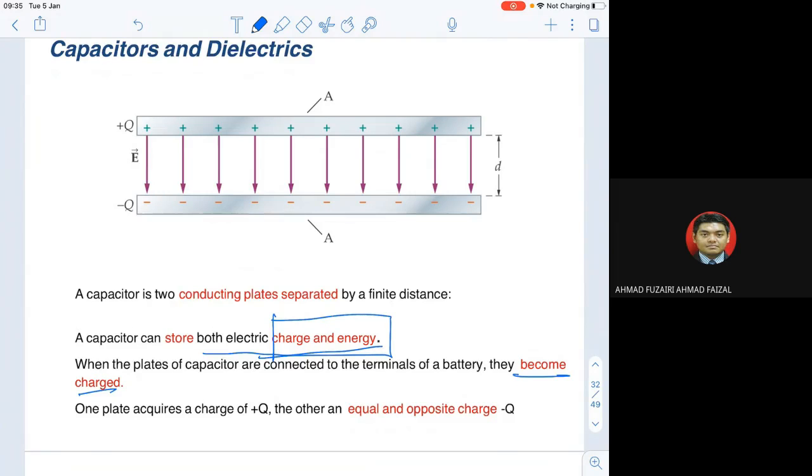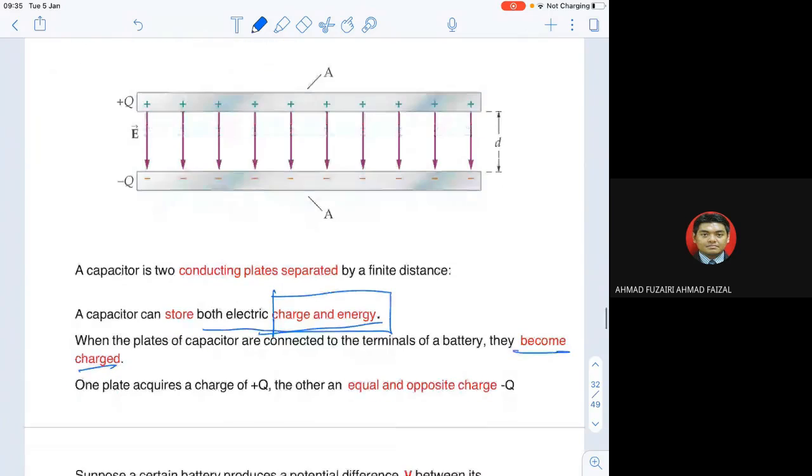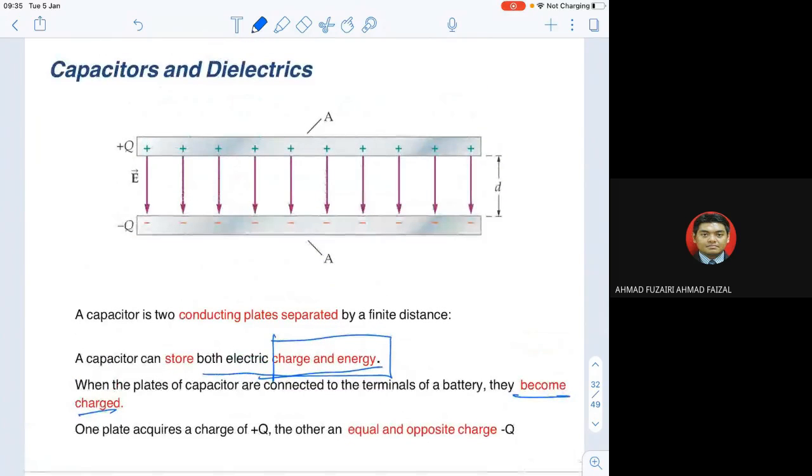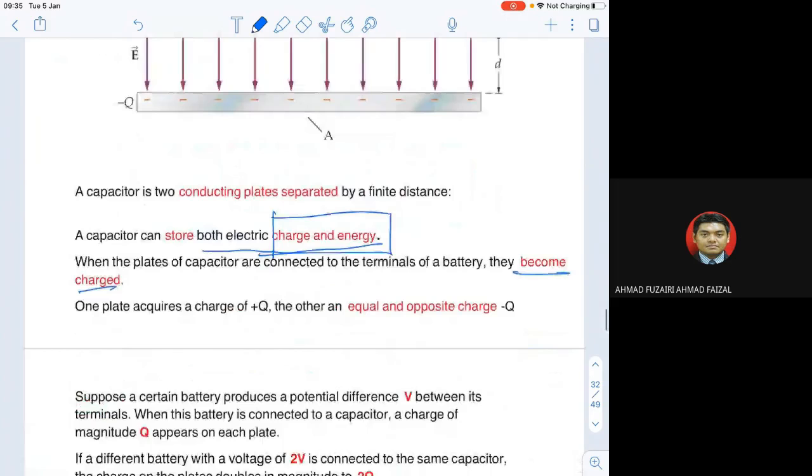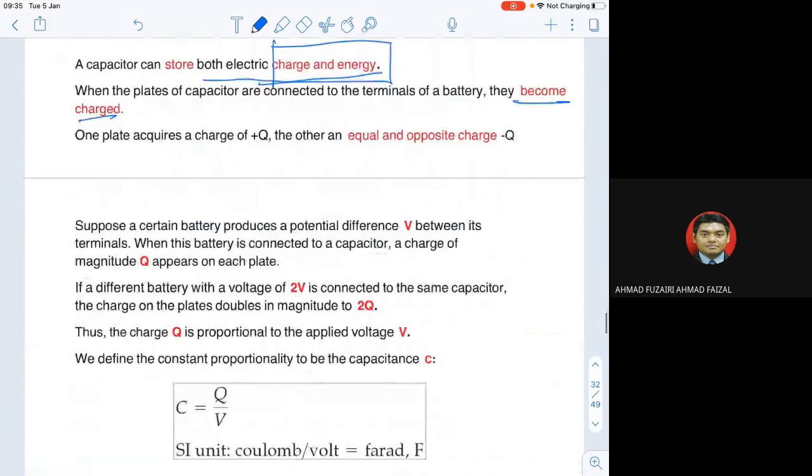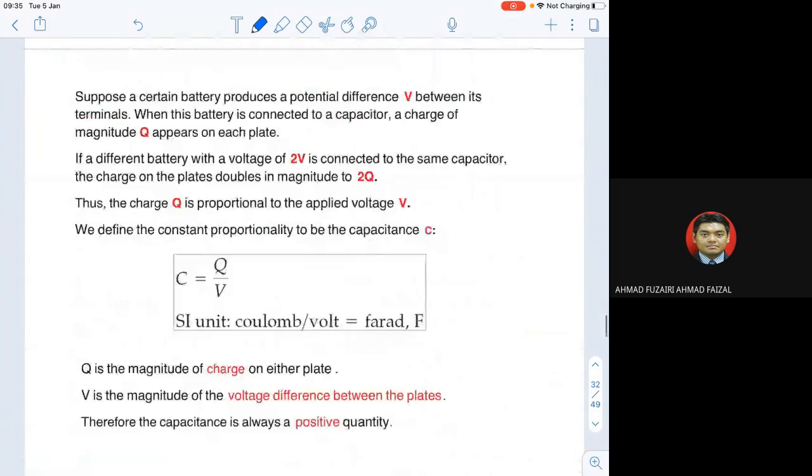That's how we charge our handphones and electrical devices, because we want to store the charge and energy. One plate acquires a charge of positive Q and the other negative Q. A certain battery produces a potential difference V between its terminals. When this battery is connected to a capacitor, a charge of magnitude Q appears on each plate. If a different battery with a voltage of 2V is connected to the same capacitor, the charge on the plates doubles in magnitude to 2Q.